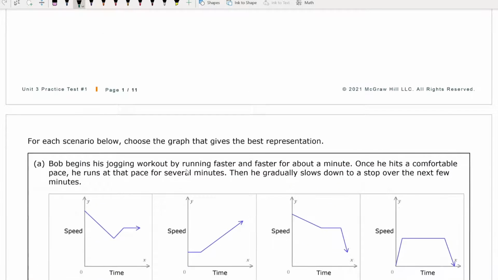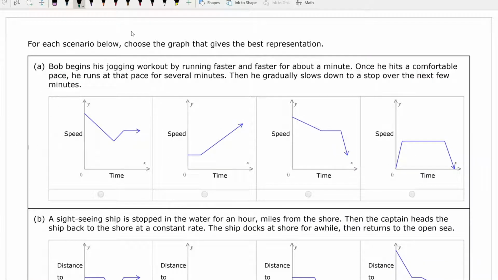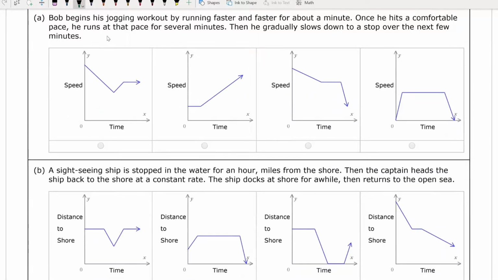Okay, number 2. For each scenario below, choose the graph that gives the best representation. Bob begins his jogging workout by running faster and faster for about a minute. So he began to run really fast for a minute. When he hits a comfortable pace, he runs at that pace for several minutes. So the speed is not going to change. So a constant speed for several minutes. Then he gradually slows down to a stop over the next few minutes.